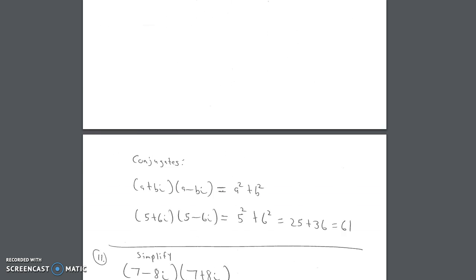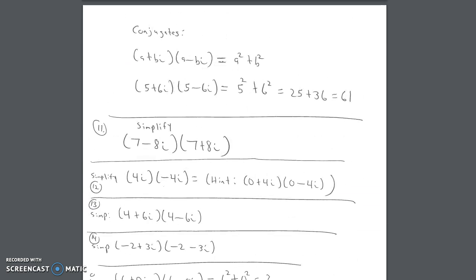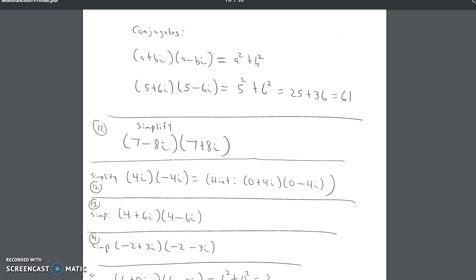Okay. And now conjugates, I give you a shortcut. You could do this the old-fashioned FOIL way, but I'd recommend taking advantage of my shortcut, guys. A plus bi times a minus bi. You could do FOIL, but what you're going to find is you're going to get a squared plus b squared. This is a plus sign here.